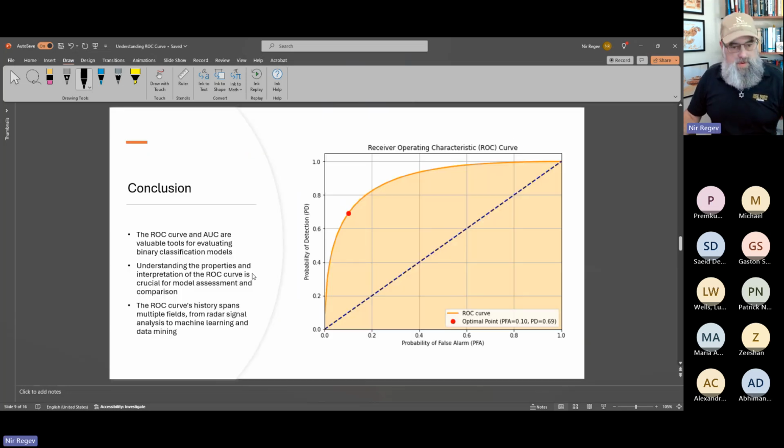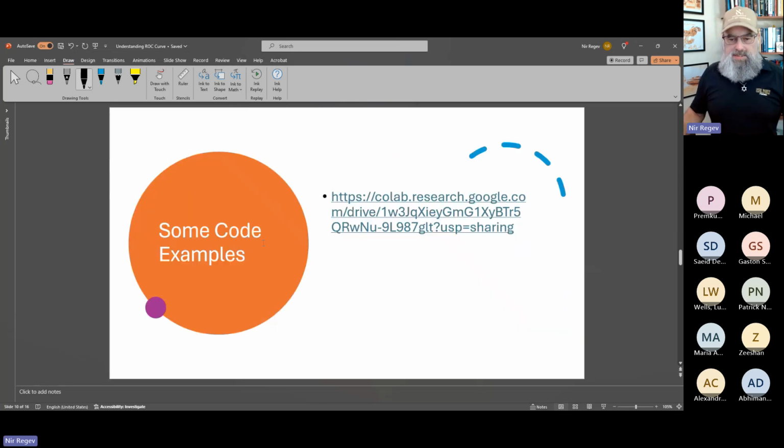Okay, so the conclusion is the ROC curve and the AUC are valuable tools for evaluating binary classification. We understand the properties and how to interpret the ROC curve, and it's crucial for model assessment. And the ROC curve history, starting from World War II, and it's very vastly used these days as well.